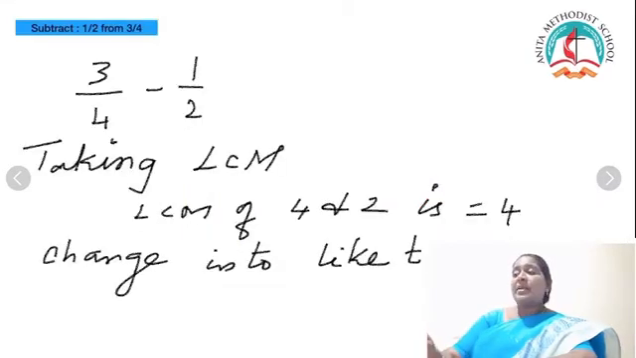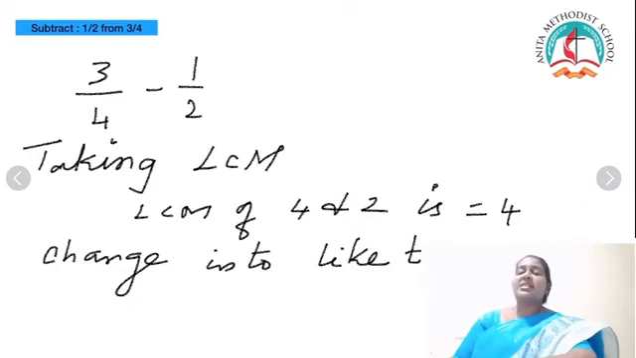Subtract 1 by 2 from 3 by 4. See, listen very carefully, children. Subtract 1 by 2 from 3 by 4. From means what you will write first? 3 by 4 first. Okay? Minus. Subtract means we are going to find the difference. Minus 1 by 2. See the denominators. Are the denominators same? No. So what do we have to do? We have to find the LCM of 4 and 2. What LCM do we get? We get LCM as 4.